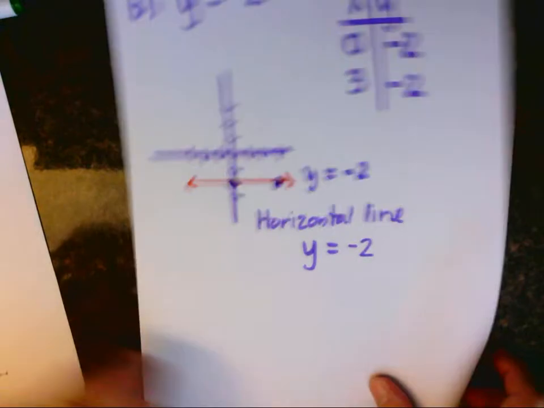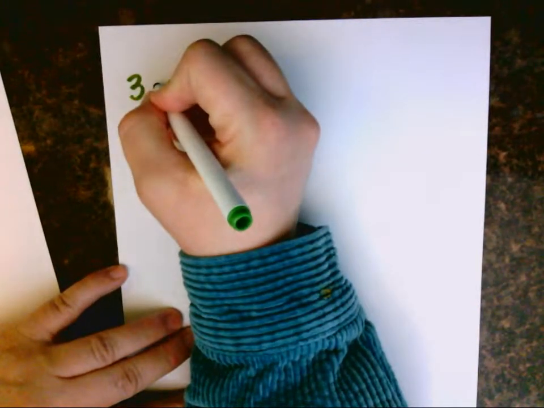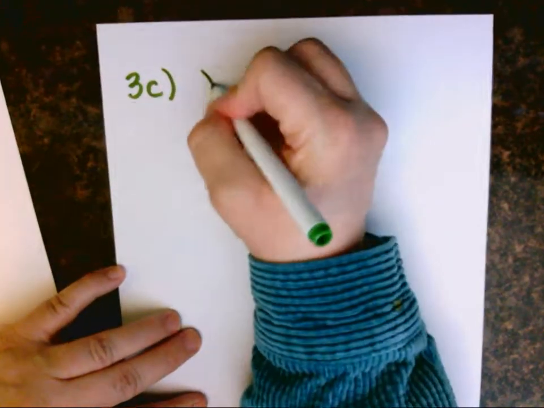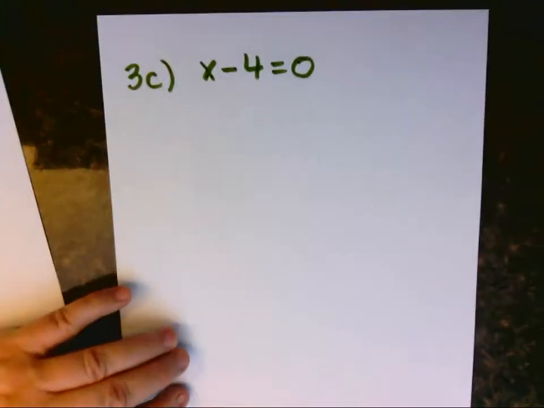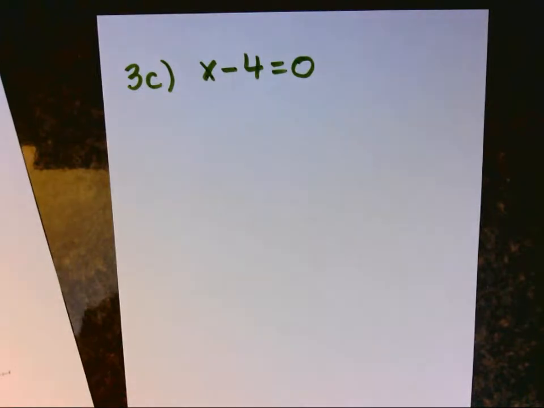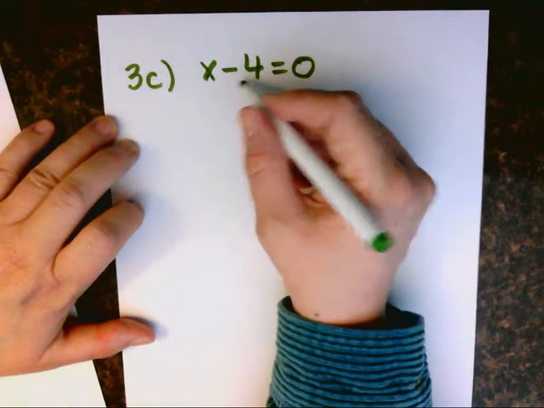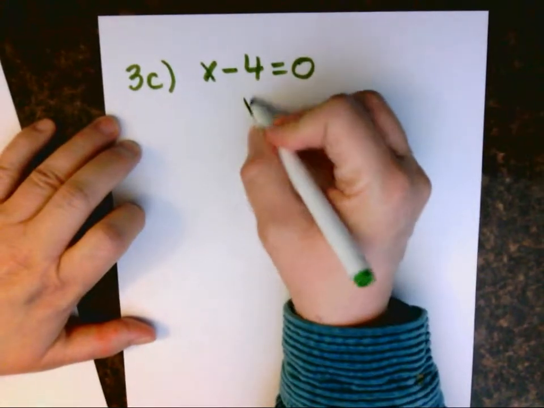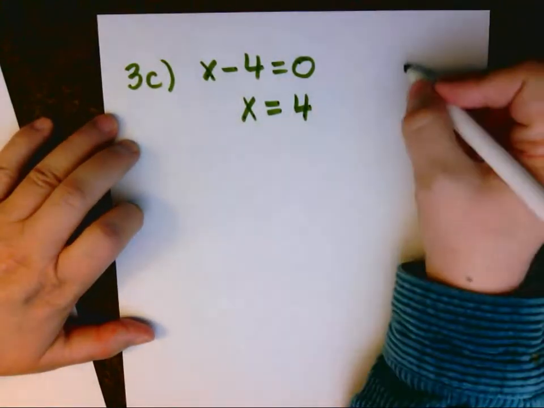Okay. And our last example in this section, we will be doing 2 sections today, but I will record the next section separately. 3c, x minus 4 equals 0. And this one you might not immediately recognize as horizontal or vertical, but it only has an x. So if we wrote this as x equals, we add 4 on both sides, x equals 4, then we would pretty quickly know.